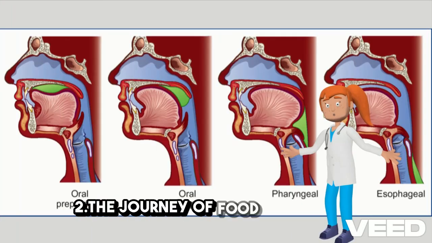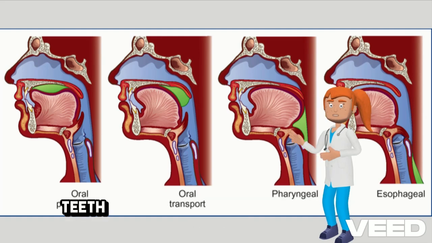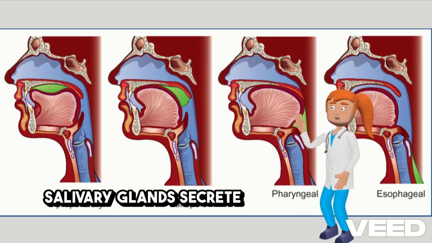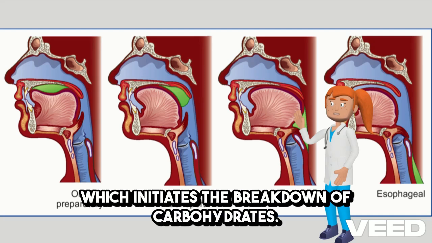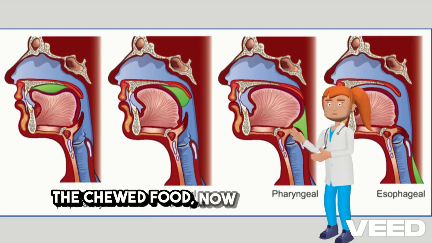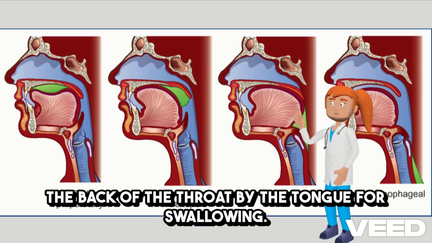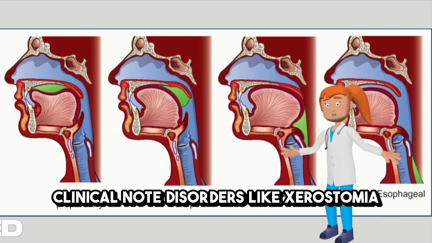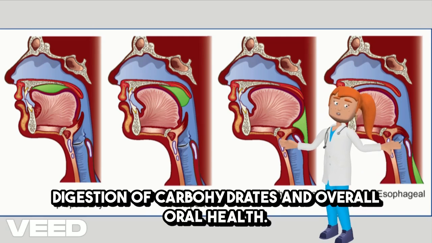2. The journey of food, step by step. A. Mouth. Digestion starts in the oral cavity. Teeth break down food mechanically. Salivary glands secrete saliva containing amylase, which initiates the breakdown of carbohydrates. The chewed food, now called a bolus, is pushed to the back of the throat by the tongue for swallowing. Clinical note: disorders like xerostomia, dry mouth, affect the initial digestion of carbohydrates and overall oral health.